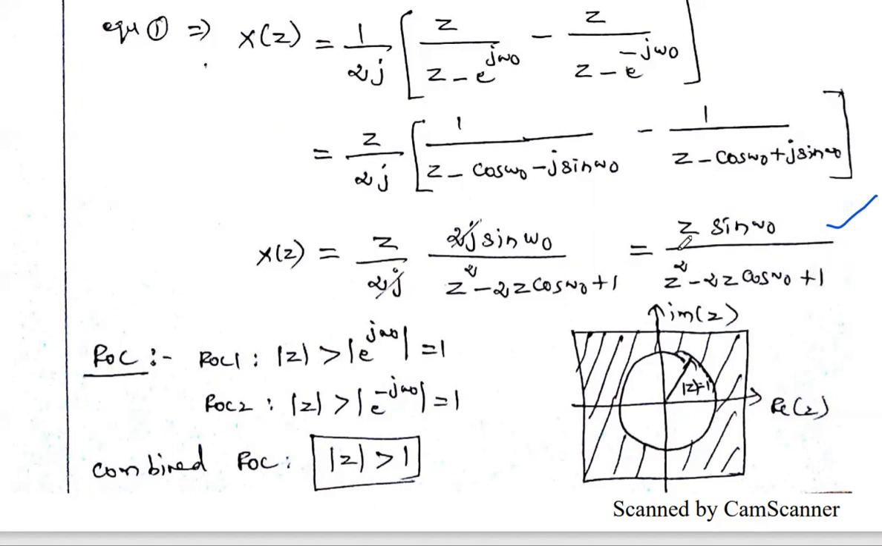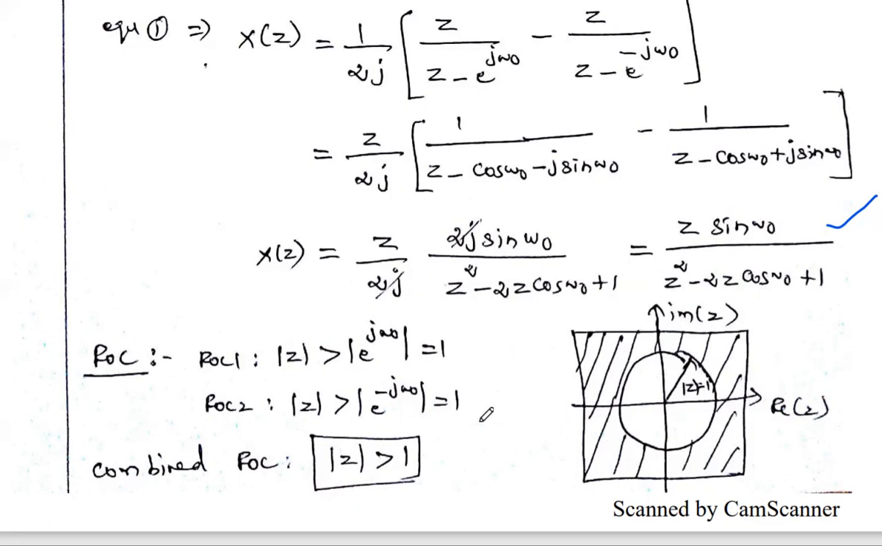This is the answer for the Z transform of the sin omega naught n problem. The ROC is the same for the cos omega naught n problem and the sin omega naught n problem, since modulus of Z is greater than 1. So we have to draw a circle of radius 1, and the exterior part of the circle having radius 1 is the ROC. We shade this exterior portion with some lines, and this is said to be the ROC.